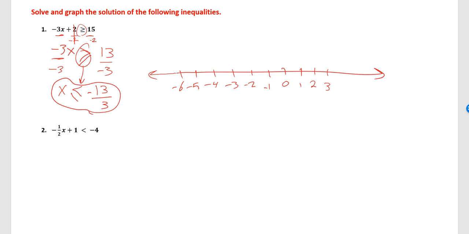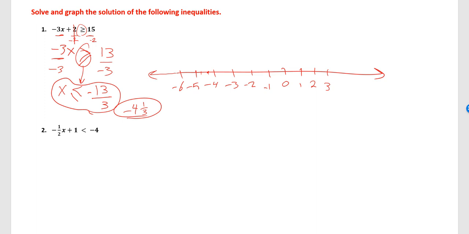So -13 over 3 is essentially, the closest number is -12 over 3, which is -4, right? But then you would have a remainder of 1/3, right? So it's essentially -4 and 1/3. So it's a little after -4. So -4 and then, 3 divisions, right? 3/3. So we start here and we include the -4 and 1/3, right?